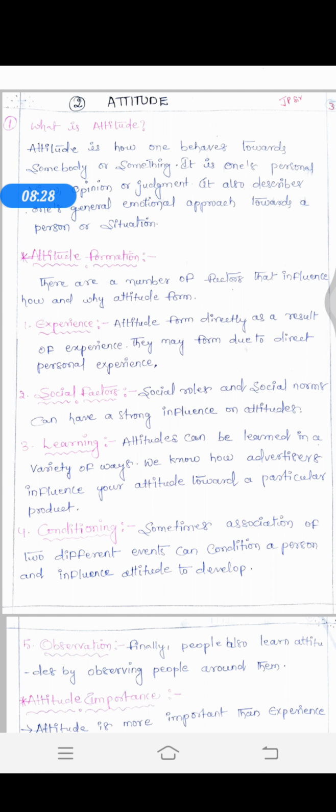The next one is conditioning. Conditioning means sometimes the association of two different events can condition a person and influence attitudes to develop.